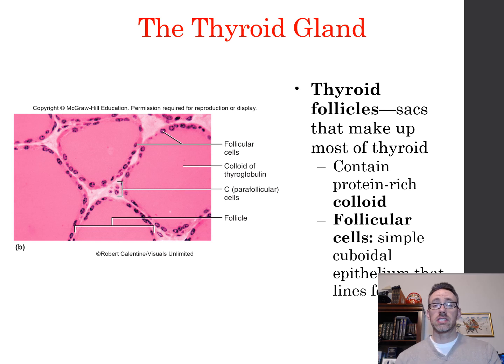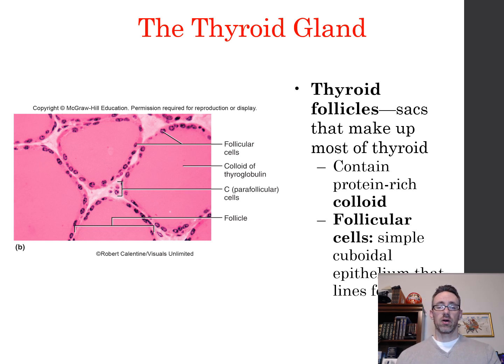If we were to dissect the thyroid gland and take a histological section of it, you would see these follicles. You can see one follicle right here, and here's another follicle over here. You can see about four follicles and maybe some little ones over on the side there. And these are lined by follicular cells.